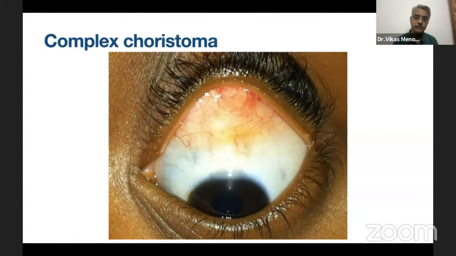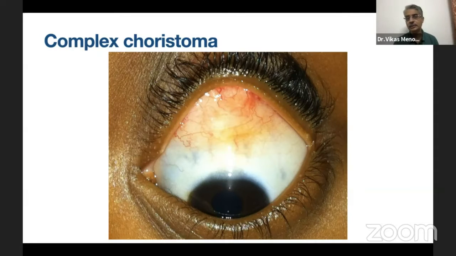But here in complex choristoma, the difference is that these complex choristomas can have a mixture of different types of cells within them. So they may have fat cells. You may find lacrimal gland tissue ectopic, or you may find even cartilage or bone in them. So they will have more than one type of tissue in them if you excise and send them for histopathology.